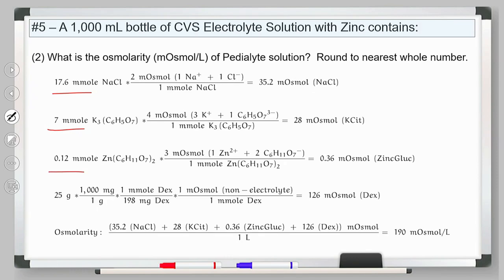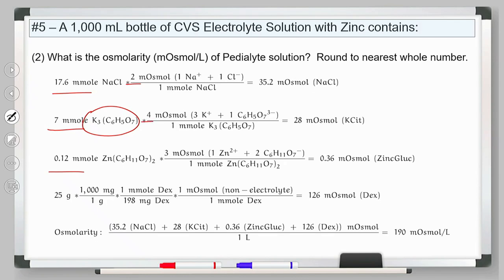Let's count particles. So for sodium chloride, there's 2, 1 sodium, 1 chloride. This is a little bit of a trick here. What is the number of particles in potassium citrate? 4, 3 potassiums and 1 citrate. So that's why we multiply by 4.